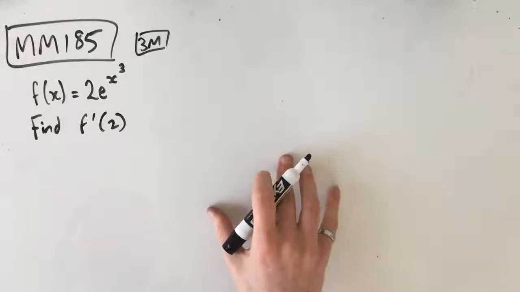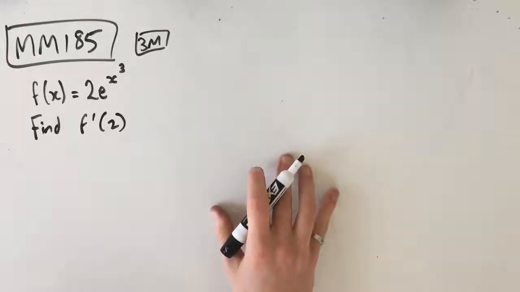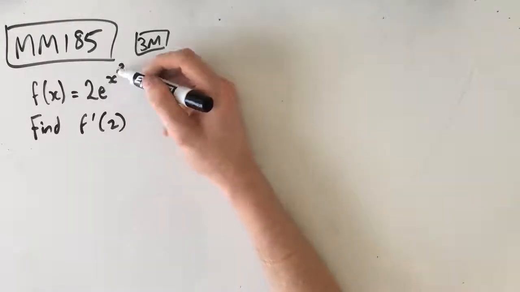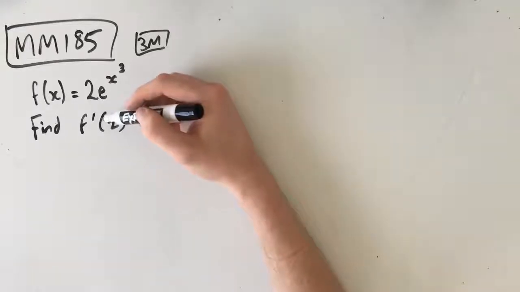Hey guys, welcome to question MM185 of the Maths Methods Fortify study guide. So we've got this function f of x equals 2e to the power of x to the power of 3. So we've actually got two powers in here. Find f dash of 2.